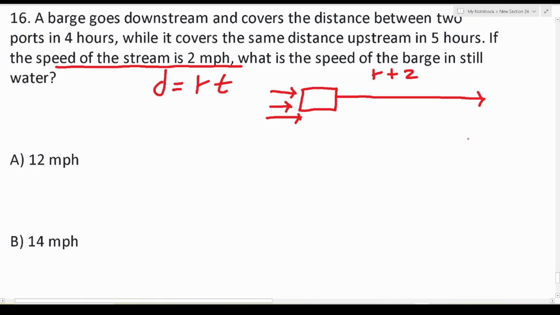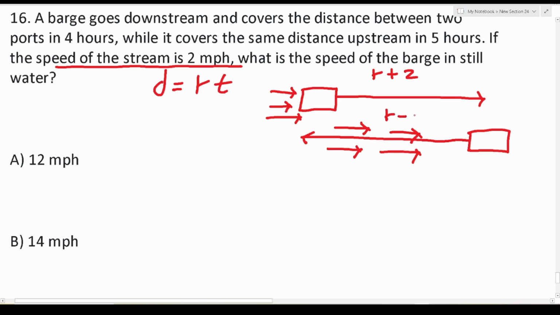Now, in this other scenario, we have the barge, and it's going the same distance, albeit upstream. So that means it's going against the stream here. Okay? And if you think about it, that means the stream is actually slowing down or working against this barge. So we're going to represent that as r minus 2. Again, the distances are the same, but we know in this case it takes 4 hours to travel this distance, and in this case it takes 5 hours to travel this distance.